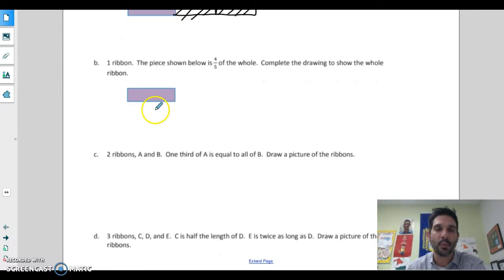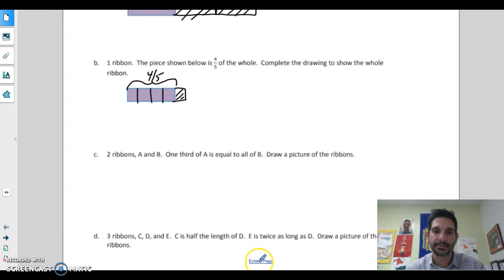Let's look at the next one. The one ribbon, the piece shown below is 4/5 of the whole. So this whole thing is 4/5. So what do I need to draw? I need to draw one more piece. So you could think of this as 1, 2, 3, and there's my fourth piece, and then there's my fifth piece. Okay?